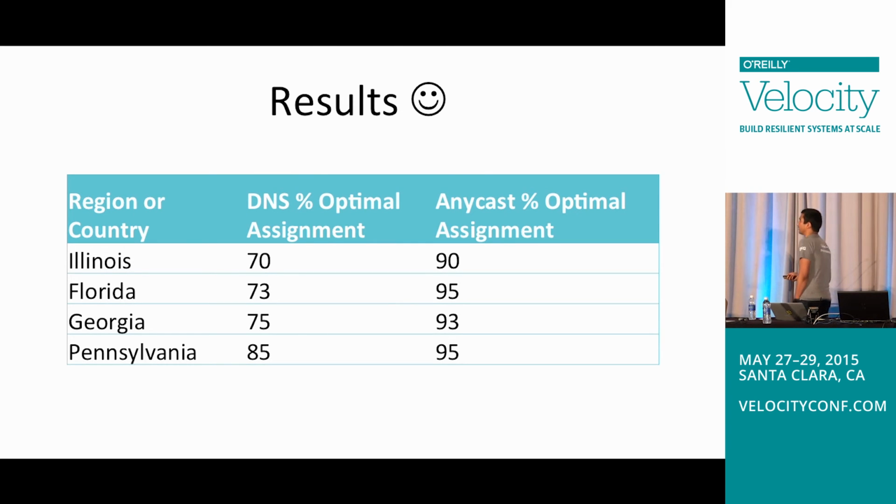So here we did it. There are some nice results. Illinois, through DNS, the percentage of optimal assignment was only 70%. Through Anycast, it jumped to 90%. Similarly, for Florida, Georgia, Pennsylvania, different states across the US, there was interesting improvement for optimal POP assignment.